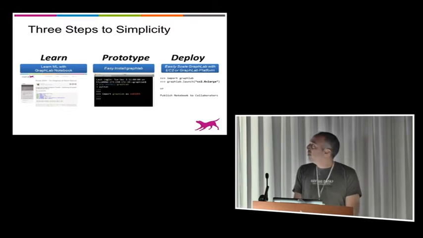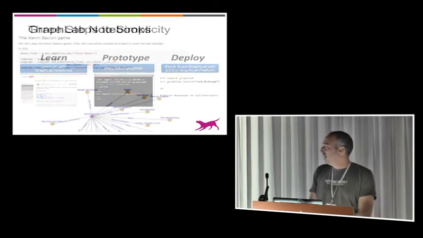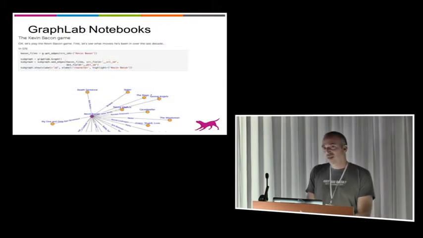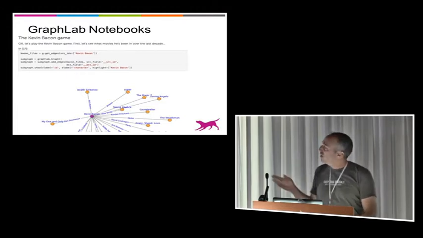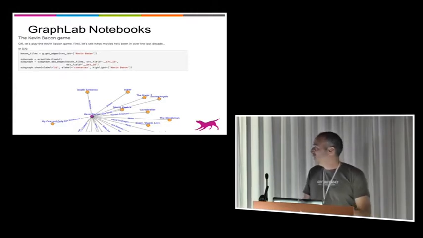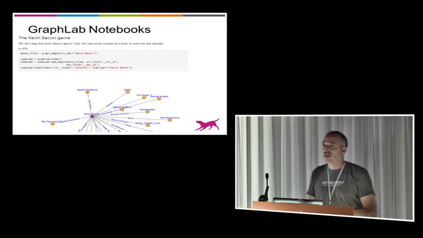So I'll give one example of a GraphLab Notebook, but I encourage everyone to surf to our website, which is graphlab.com. Everything is for free, and you can play with it. We have a lot of notebooks which illustrate all kinds of machine learning recipes. So that's one of the most popular examples we have, which is a Kevin Bacon game, which tries to find out who are the most influential actors in a movie graph.